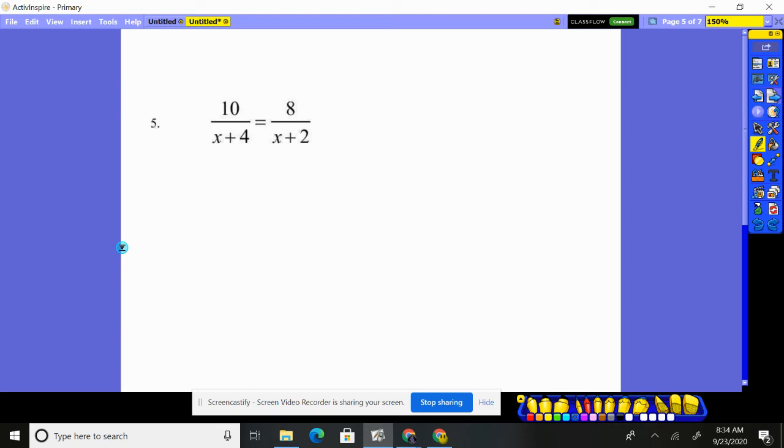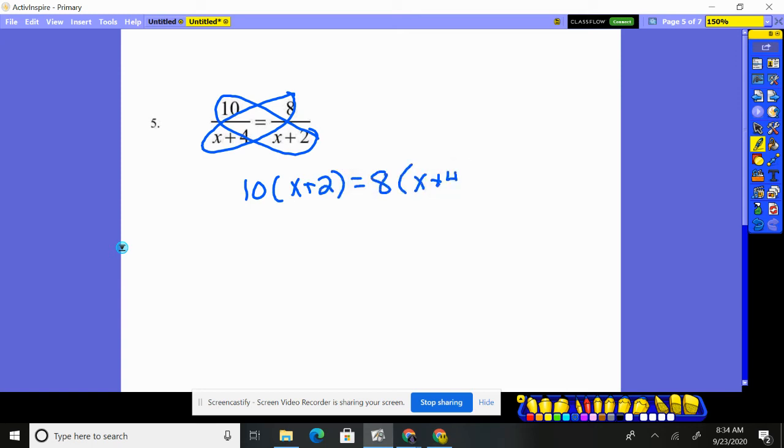Number 5. Well, I have a fraction equal a fraction, so let's do the same thing. These multiplied equal these multiplied. I'll do 10 times that entire bottom of x plus 2 equals 8 times the entire bottom of x plus 4. Now I distribute through. 10x plus 20 equals 8x plus 32.